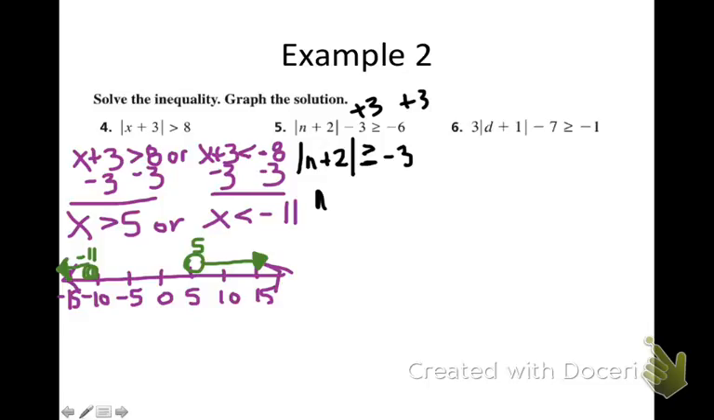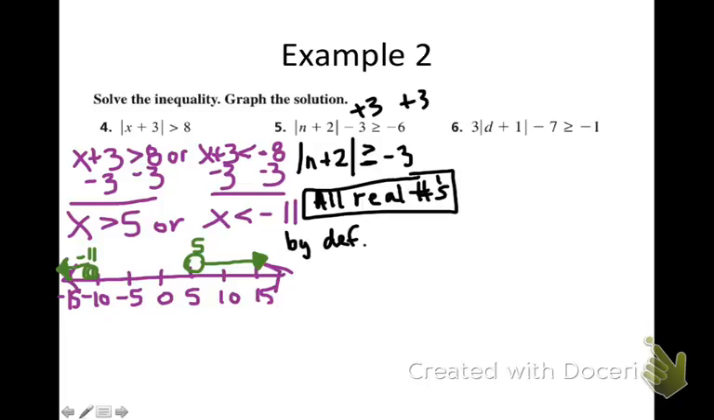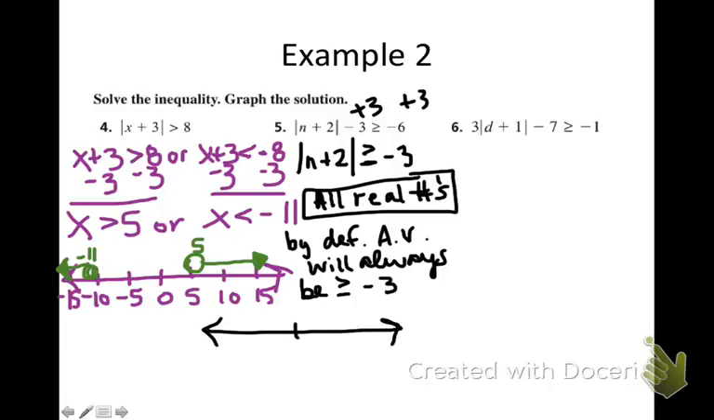So the solution is all real numbers. Okay, that's part of your answer. And by definition, the absolute value will always be greater than a negative number, greater than or equal to, and in this case, that negative 3. So when we graph it, we can just put a couple numbers down and then color it in, showing that it is all the numbers on the number line going in both directions. Okay?